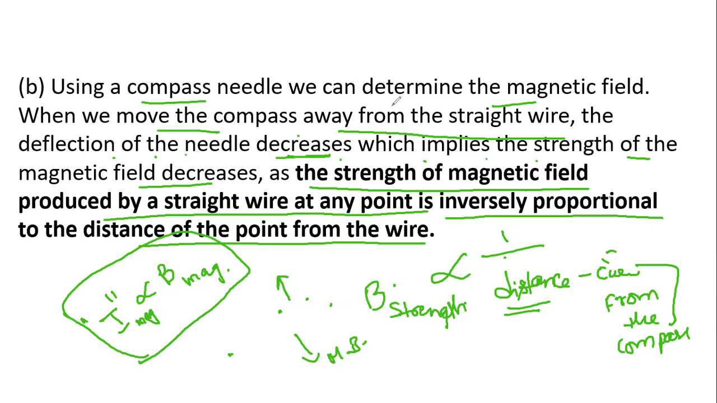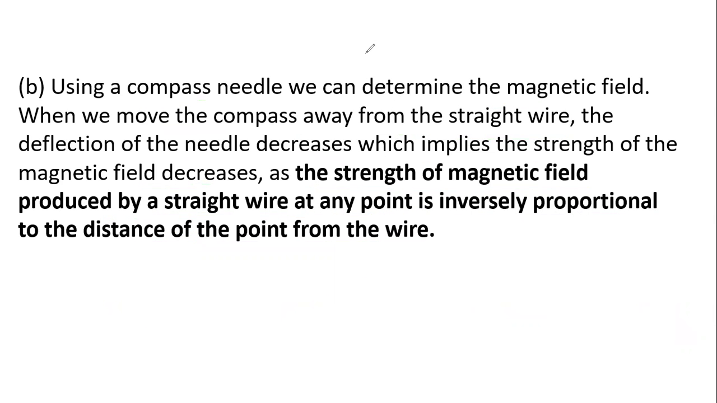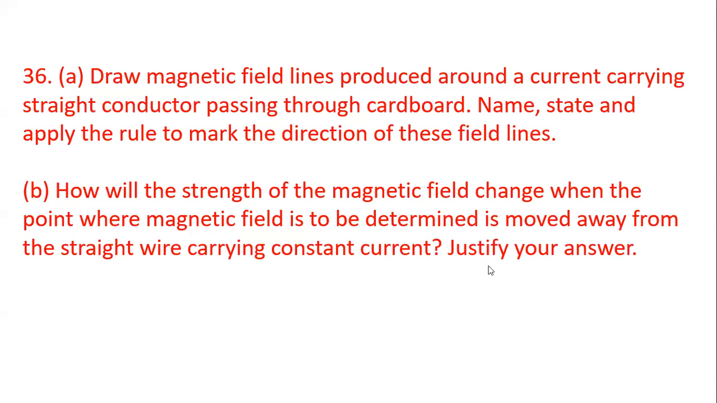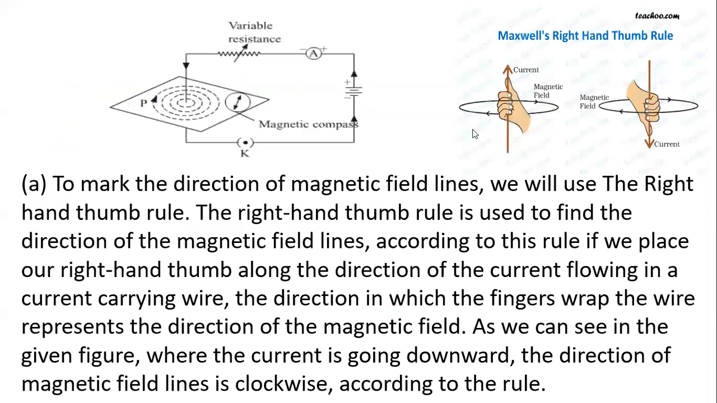That's why, once you check the question, what they have given: the current is constant. Look at the question, carrying current constant. The current is not going to change. The magnitude of current is the same. Only we are changing the distance, meaning moving the compass away. That is the only thing. Only distance you consider here, not the magnitude of current. We'll move to the next question.